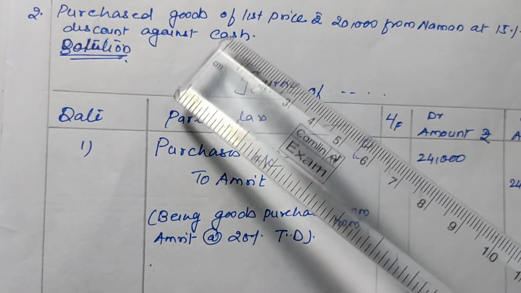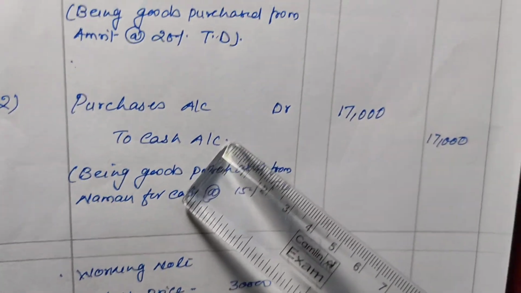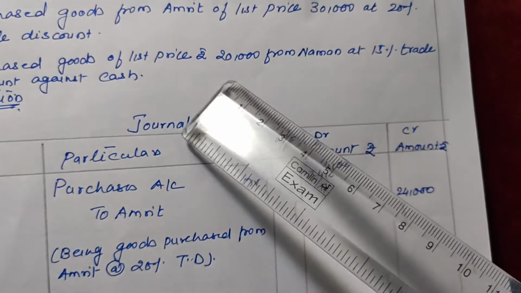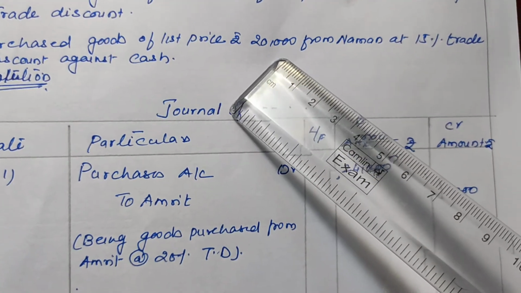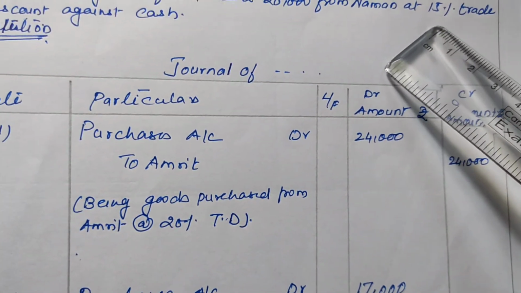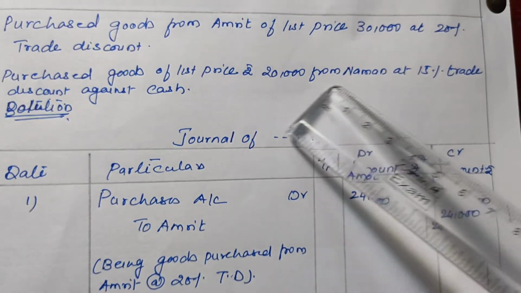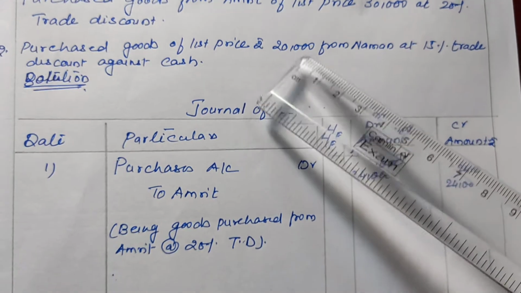Purchases account debit to cash account. Okay, our entry will be purchases account debit to cash. Next is that the goods list price was 20,000 and we got 15% trade discount. So what we have to do? We have to deduct the trade discount, 15% of 20,000.